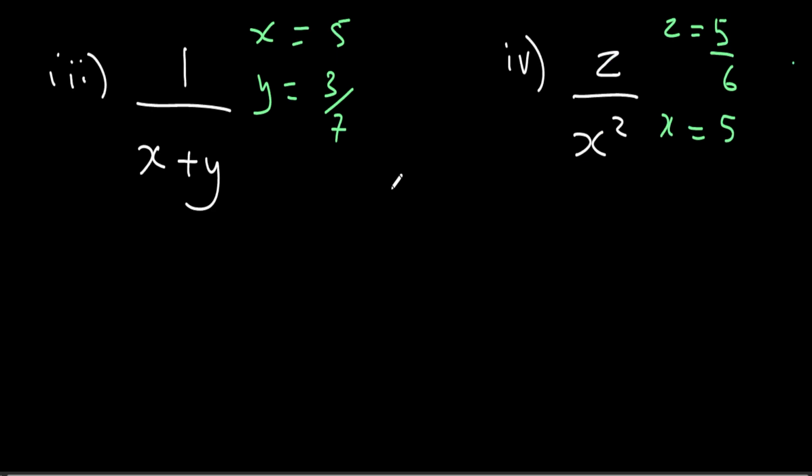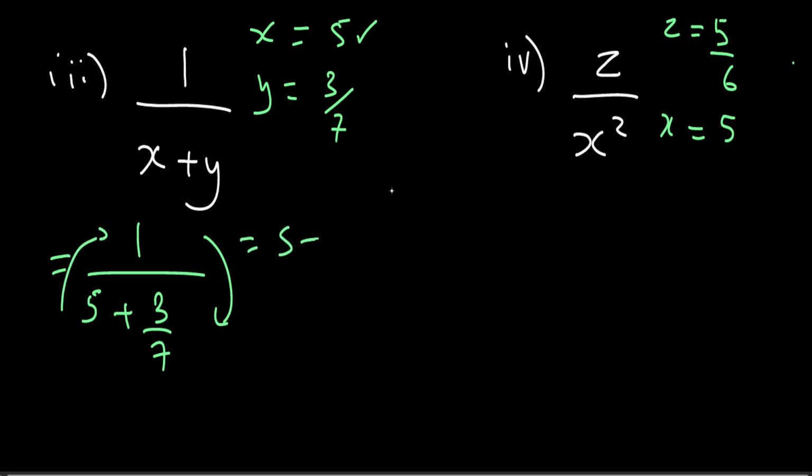Okay, this is the third question. Now this is a very simple question, in which we have 1 over x plus y. So basically what you need to do is write those numbers down. So this is 1 over 5 plus your y, which is 3 over 7. So again, the reciprocal is just basically saying 5 plus 3 over 7 over 1, in which that 1 must be visible. So 5 plus 3 over 7 is going to be 5 3 over 7.